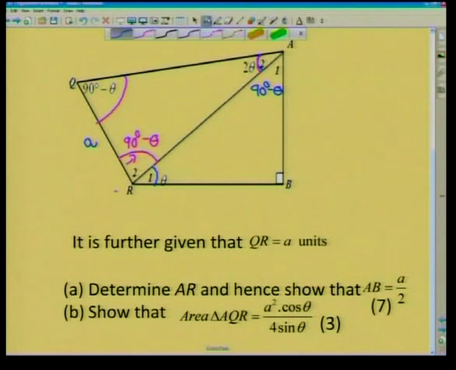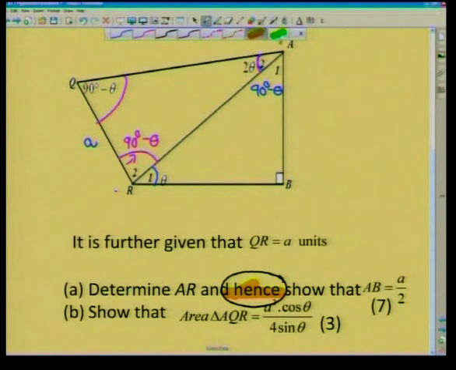Okay, right, let's go now to the actual question. It says determine AR and hence show. Hence is a very important word. As soon as you see the word hence, know that whatever was here is essential to get there. Okay, so let's go across to it and see what we can do. So they say to you, determine AR.